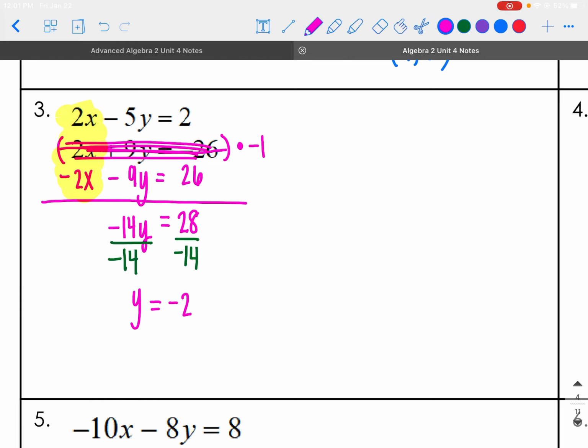So I have my y, I now need to find my x. And I can do that by going back to either of my equations. 2x minus 5y equals 2. Be careful because this time I was given the y. Make sure you plug it into the right spot.